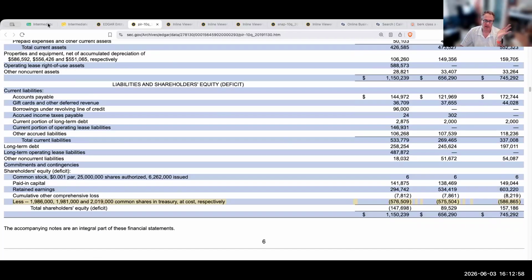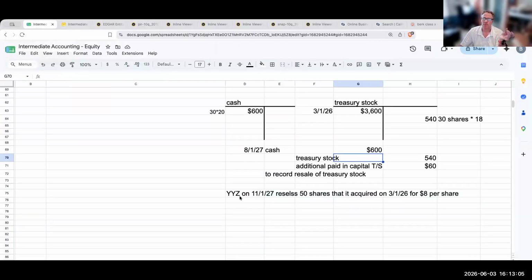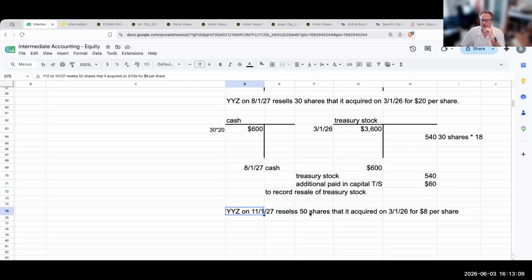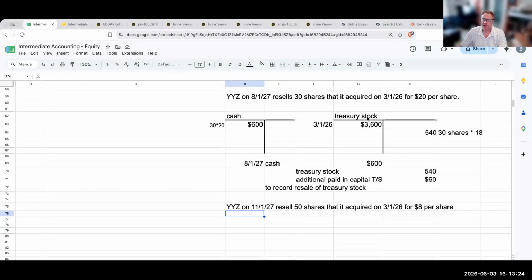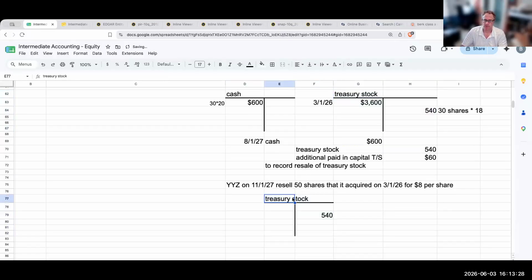But again, a lot of companies buy back their own shares. It's just something for you to go through and think about. Well, let's go back over here to YYZ. And when I look at YYZ, I would sell 50 shares that I acquired on 3/1/26 for $8 per share. Now, before I go through and do this, let's do a little bit of an update of where our treasury stock stands, right?